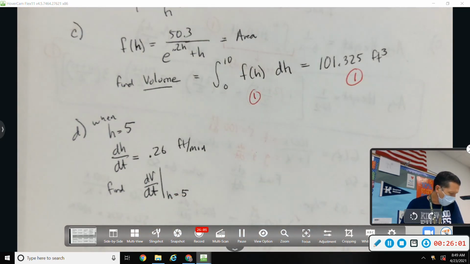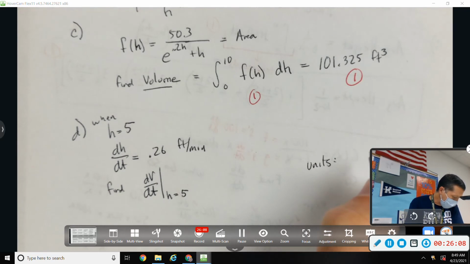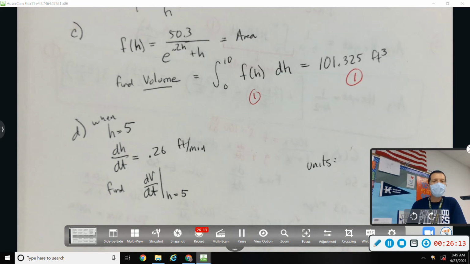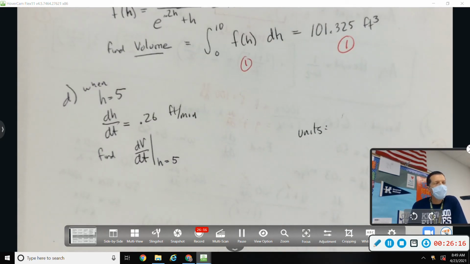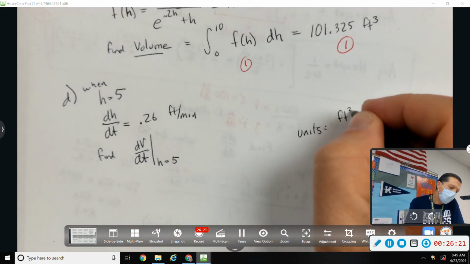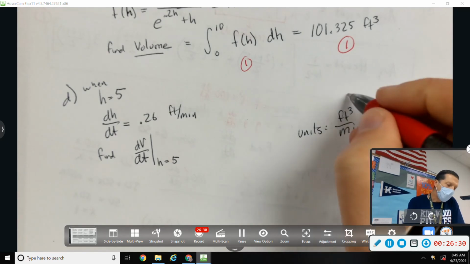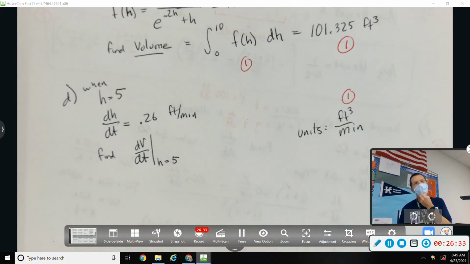Indicate units of measure. I could get units of measure right now, and if it's worth a point, I might could put it down and get a point. So what is the units going to be for dV dt? Feet cubed per minute. It's possible that that's worth 1 point since they specifically said indicate units of measure. So you might get a cheap one there even if you can't figure out anything else. Hopefully you do.